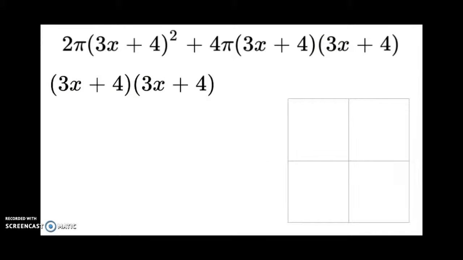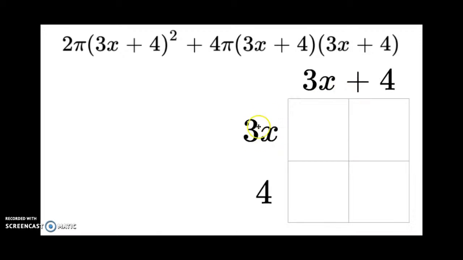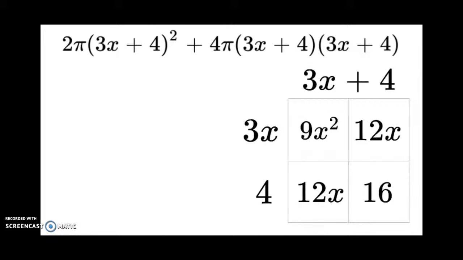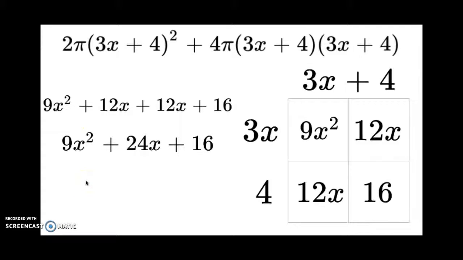So I'm going to put the 3x plus 4 and 3x plus 4 on both sides. So now I have 3x times 3x, which is 9x squared. 4 times 3x is 12x. 3x times 4 is 12x. And 4 times 4 is 16. Which, writing that out, I'll have 9x squared plus 12x plus 12x plus 16. Combining my like terms of 12x plus 12x gives me 24x.